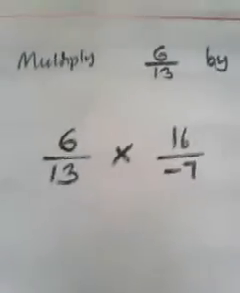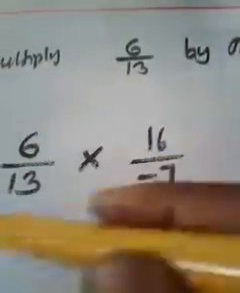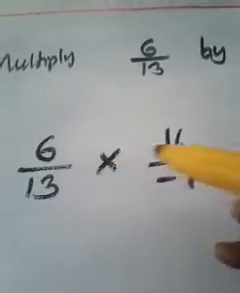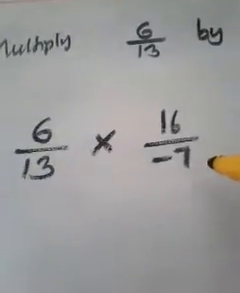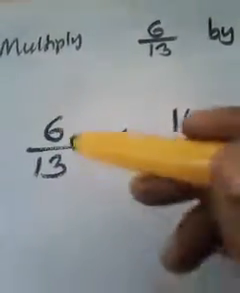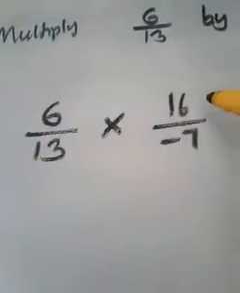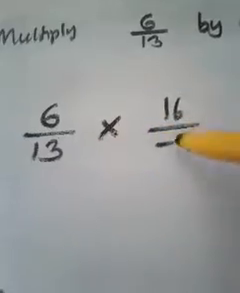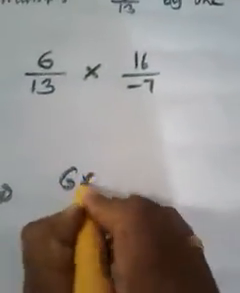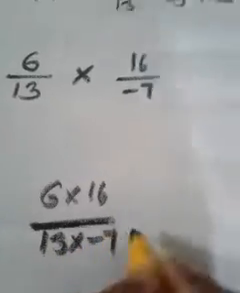Okay, let us multiply. How can I multiply the fractions? First of all, you can think whether any cancellation is possible, any cross cancellation, since the operation is multiplication. If not, let us multiply the numerator and multiply the denominator. I cannot see any cancellation. 6 and 13 have no common factor, and 16 and 7 have no common factor. So just multiply the numerators and multiply the denominators. So 6 into 16 divided by 13 into minus 7 will give you the answer.